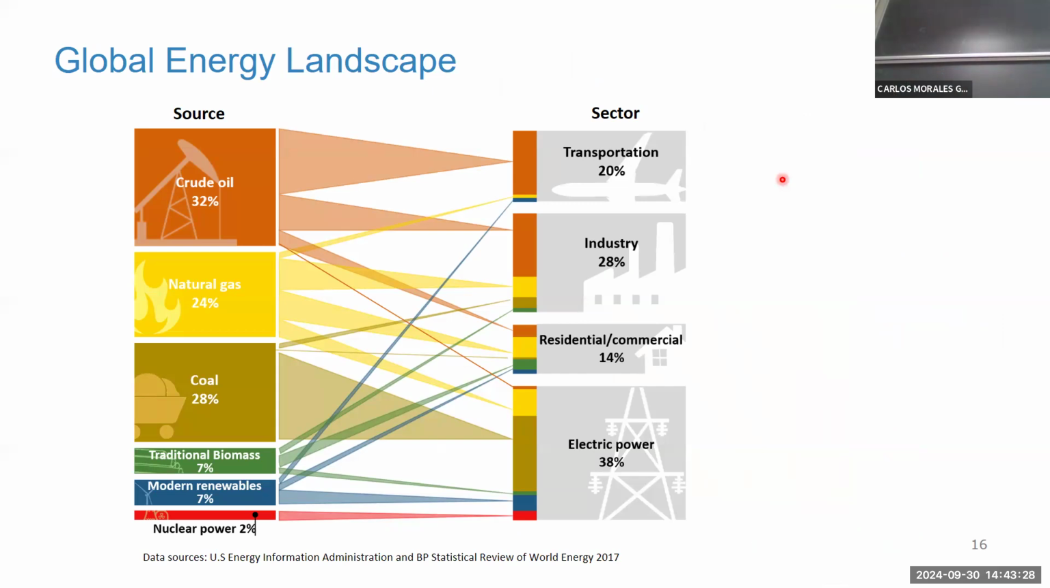We divide it by sectors of our industry. As sources, you have crude oil, natural gas, coal, traditional biomass, modern renewables, and nuclear power. And the sectors are transportation, industry, residential and commercial, and electric power, all right?